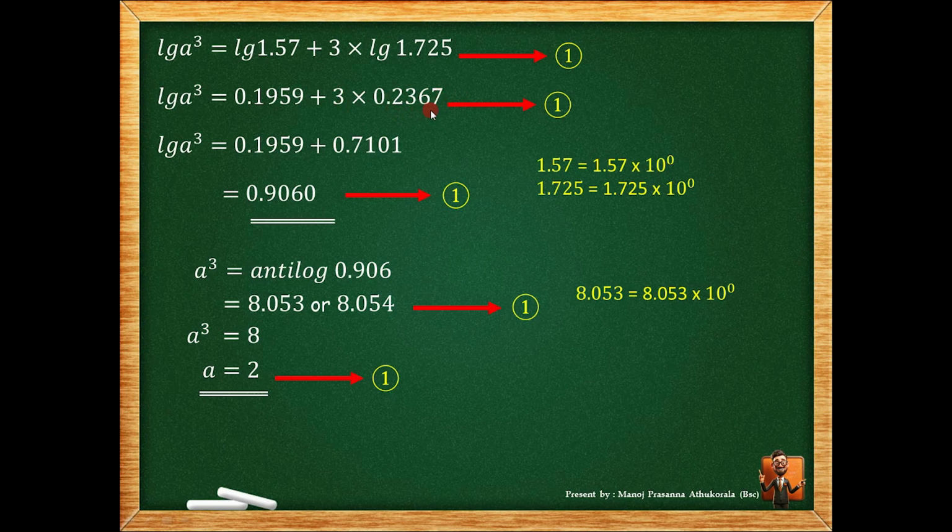0 is the index and 2367 is the logarithm table value. So if you multiply this value by 3, you get 0.7101. Then you add these two, and finally you get 0.9060. Then what do you do?